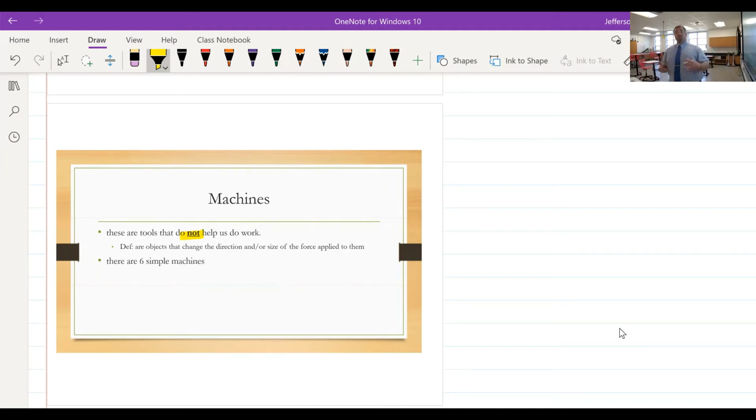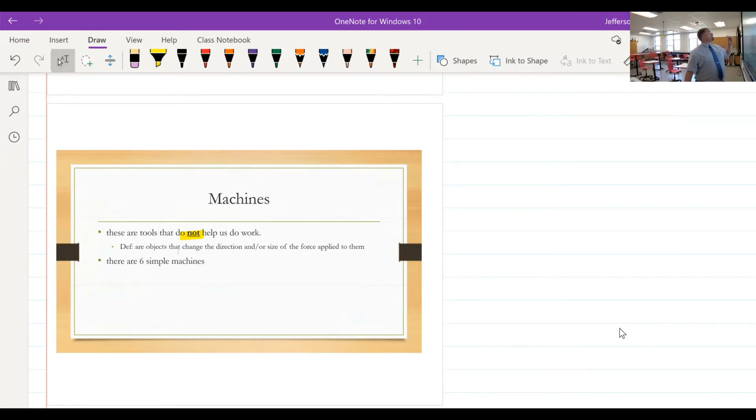But what it allows us to do is to change the input force. So it allows us to lift something that would be extremely heavy, what we couldn't necessarily pick up on our own, but we're able to lift that up. The trade-off is that we're going to have to move at a much greater distance than what we would have had to before. We're going to take a look at this.